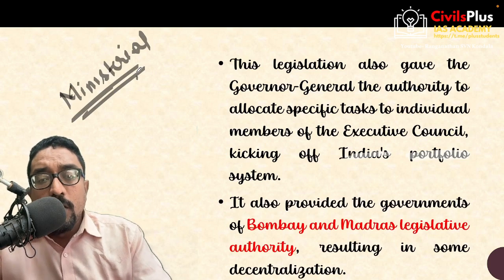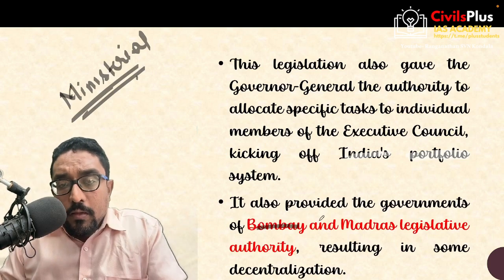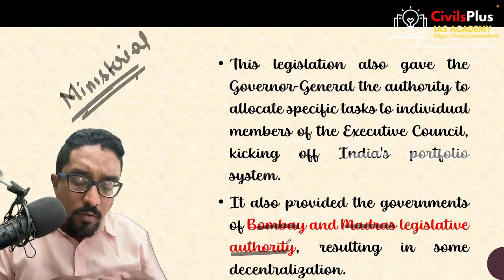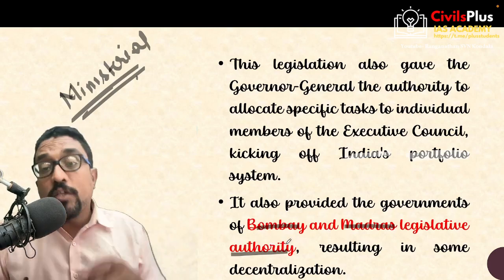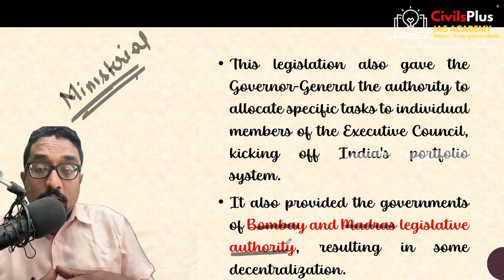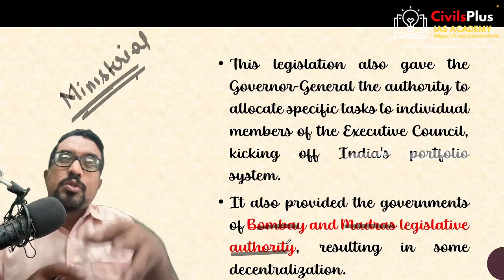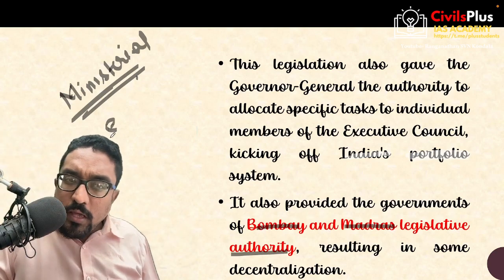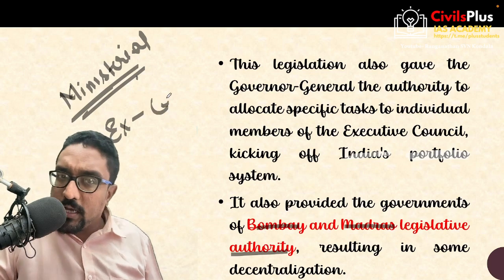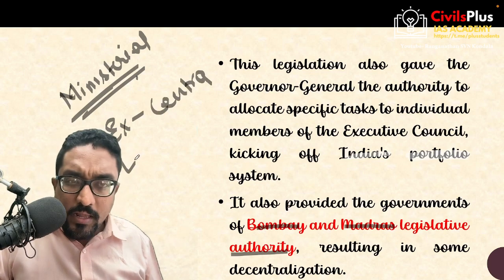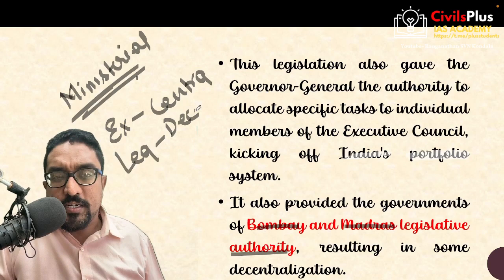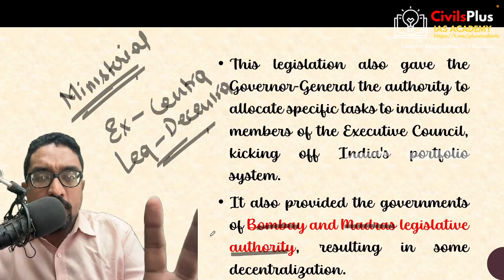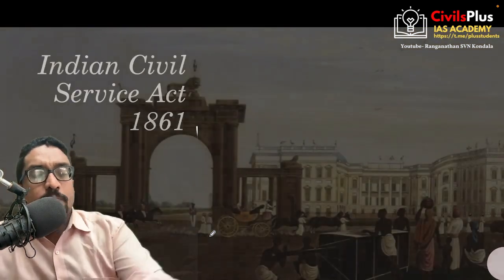It also provided the governments of Bombay and Madras with legislative authority. So even Bombay and Madras could create laws best suited to their provinces, resulting in some sort of decentralization. So on the executive part, there was centralization; on the legislative part, there was decentralization. Two things were happening at the same time during Canning's period.